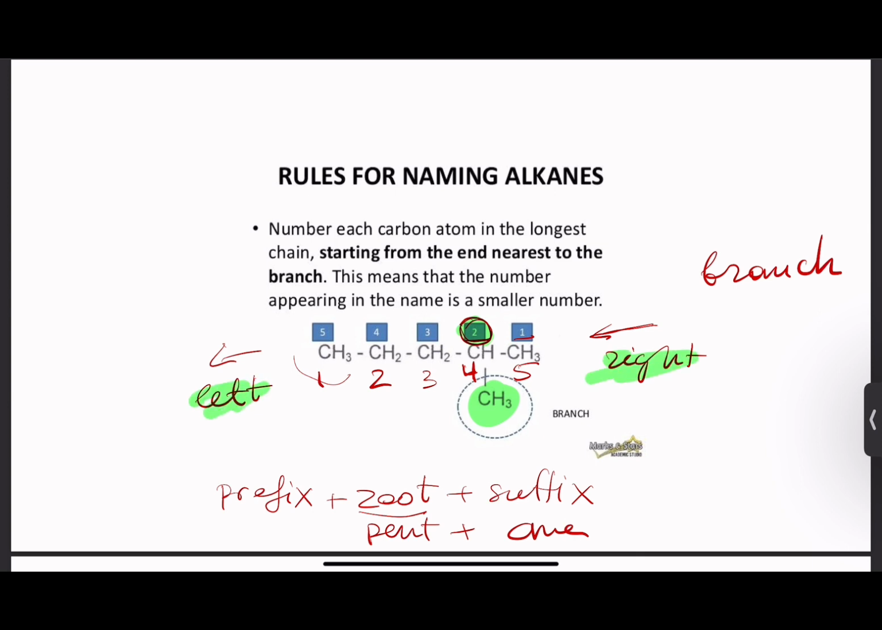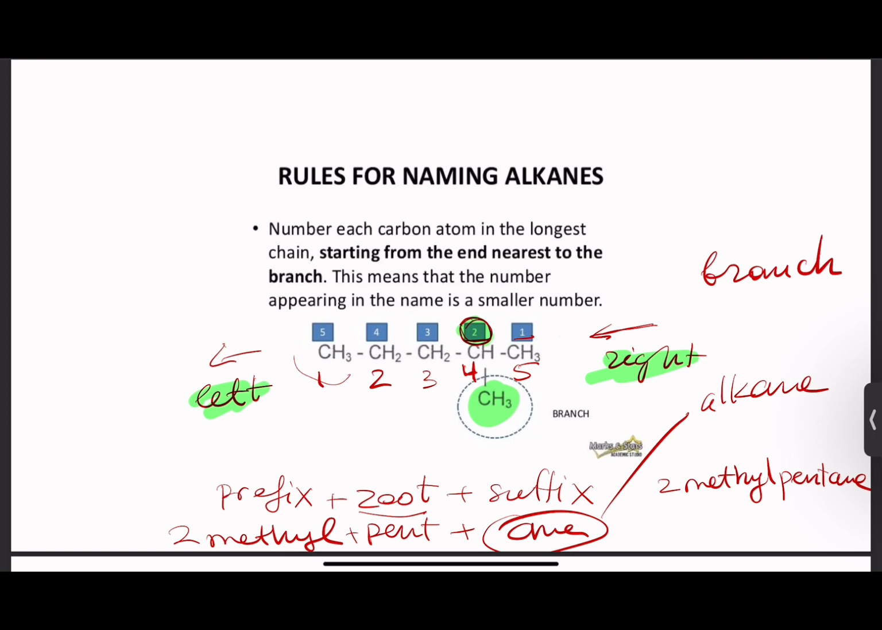Okay, so I'm going to write here 2-methyl, this is my prefix, plus pentane. So it will be 2-methylpentane. And ane is because it is an alkane, and alkanes are all single bonds.